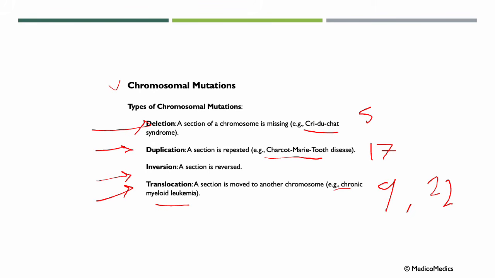Now, these mutations can have varying impacts, from minor effects to severe genetic disorders. Some mutations may be inherited, while others occur spontaneously due to environmental factors such as radiation or chemical exposure.